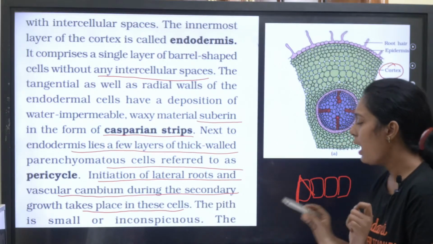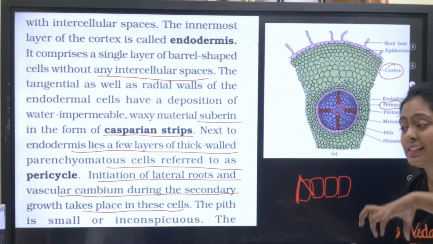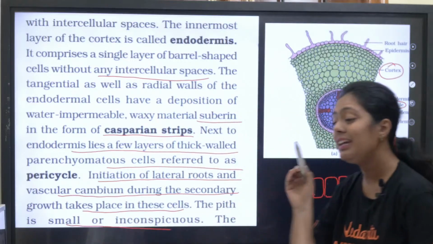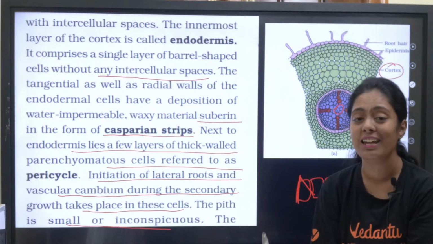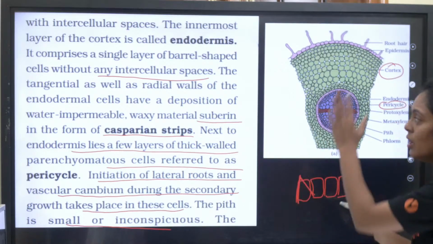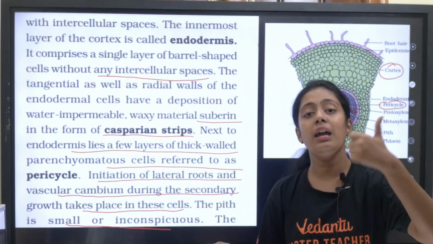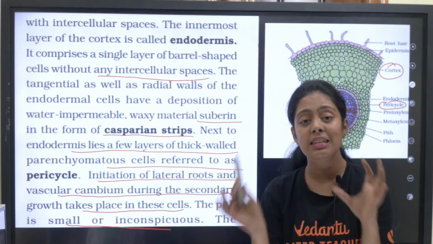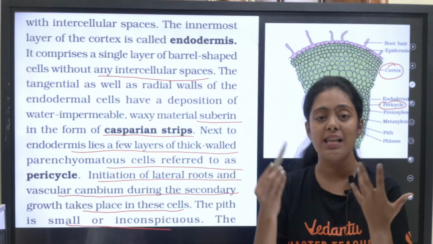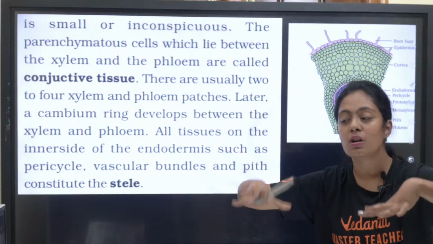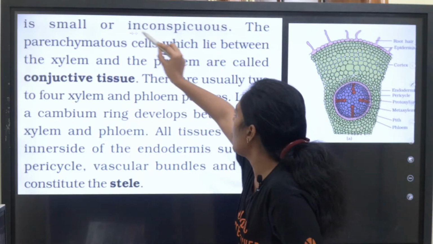Very, very important. Then there is a small region here, the pith. The pith is nothing but the center. In your dicot root, the pith is small or inconspicuous, pasangala. So what did you understand from this? In the endodermis you have the Casparian strip, inner to the endodermis you have the pericycle, and in this pericycle the secondary growth happens. You can see your xylem and phloem arranged here. So the pith is small and inconspicuous.